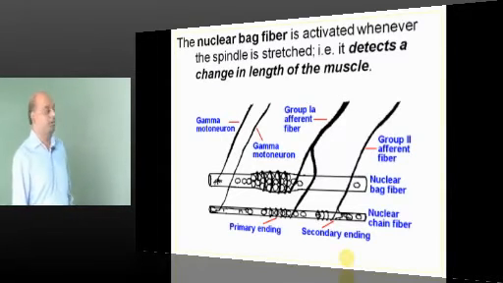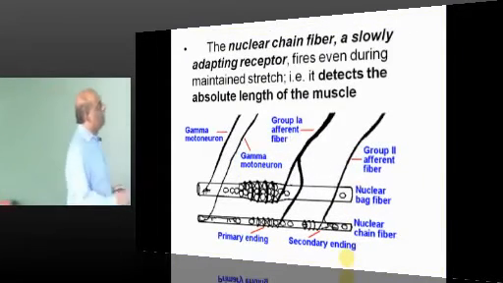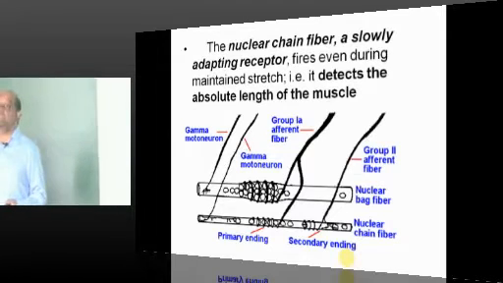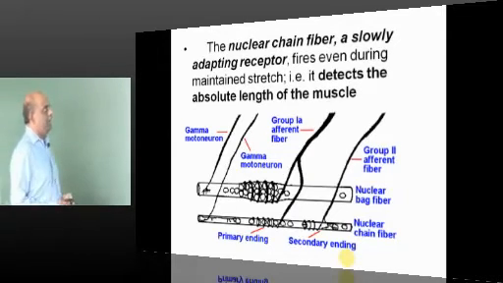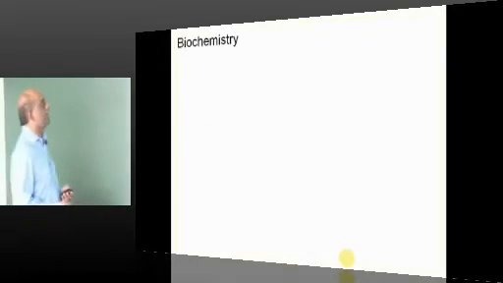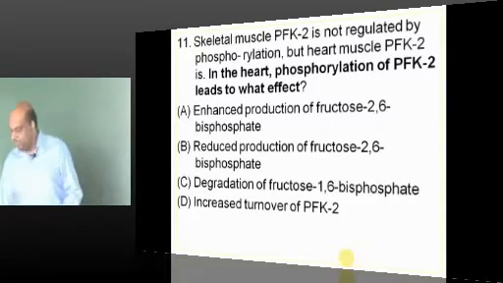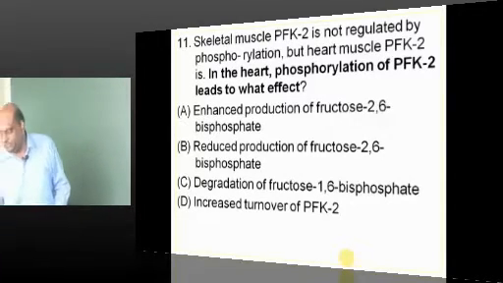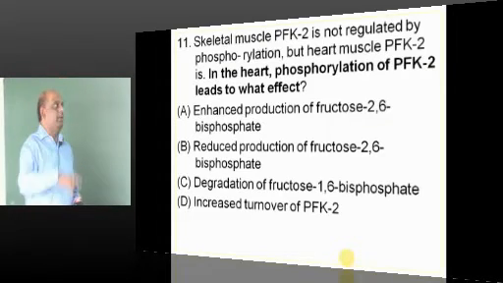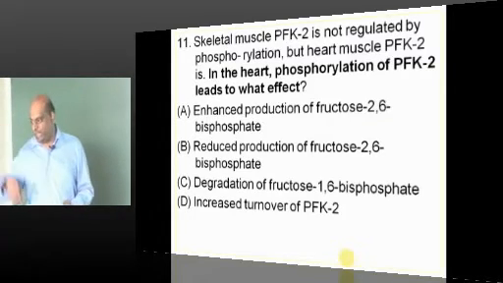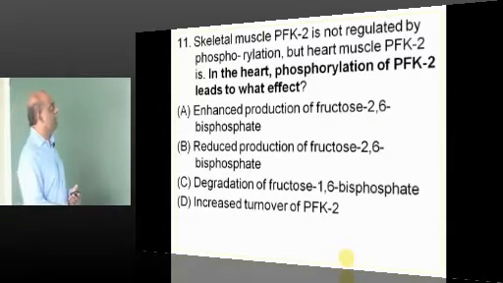Let me vouch for you. Now, nuclear chain fibers are slowly adapting receptors. They detect the absolute length, is what you need to remember. Wow, this is a beautiful question. For online students, we will put up that list on Edmodo, you can download it.